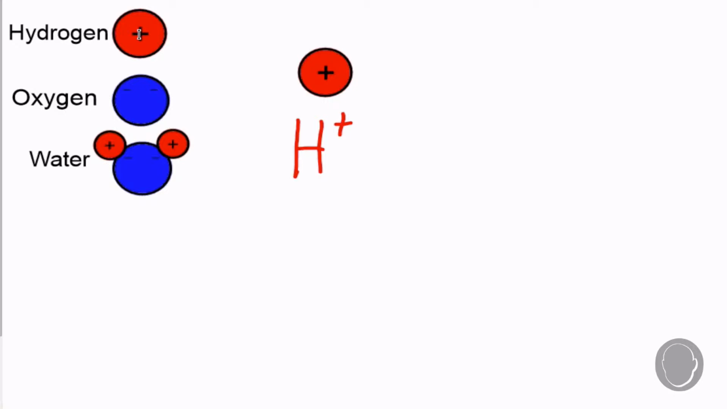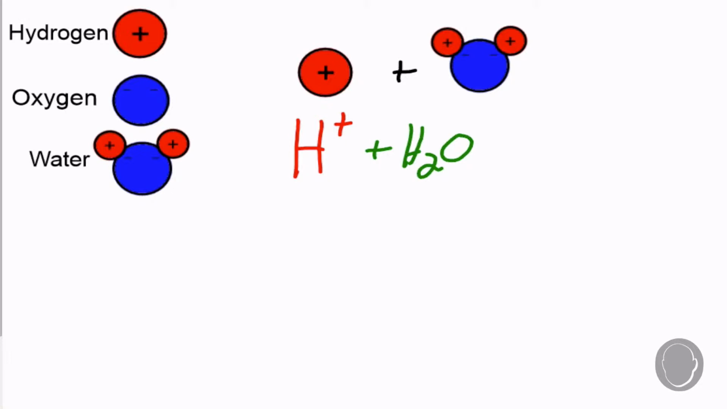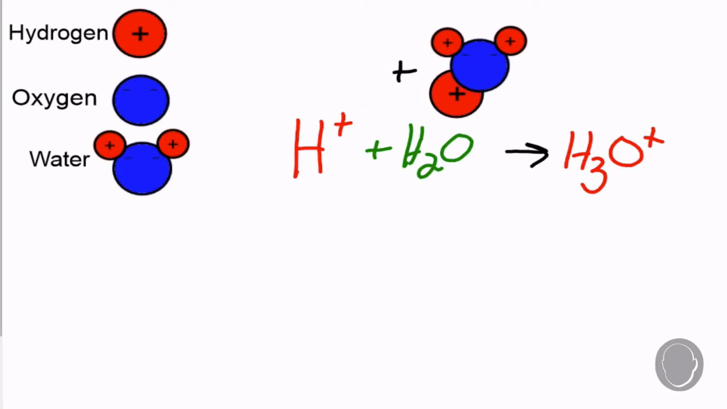So that means that if we add acid to water, okay, then we end up with H plus plus H2O. What we're going to end up with is something called hydronium, which is H3O plus. So what that looks like is this guy just simply adds on to the water, and then we have three hydrogens that are attached to our oxygen.